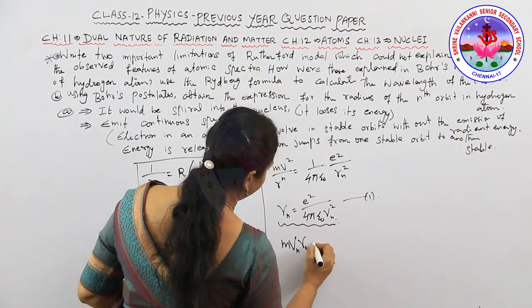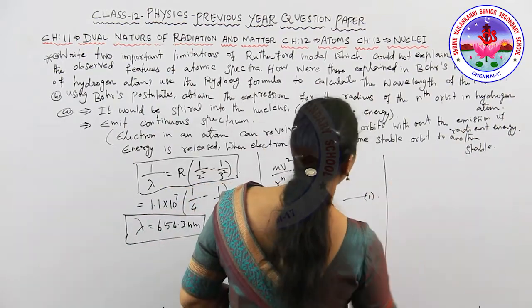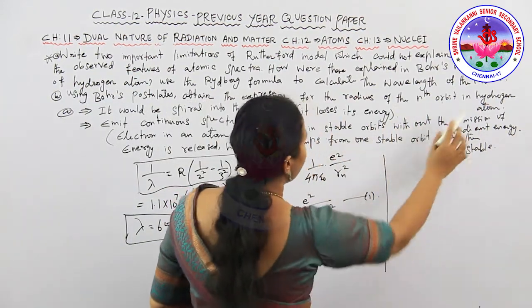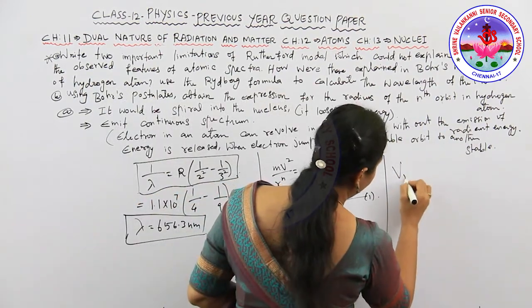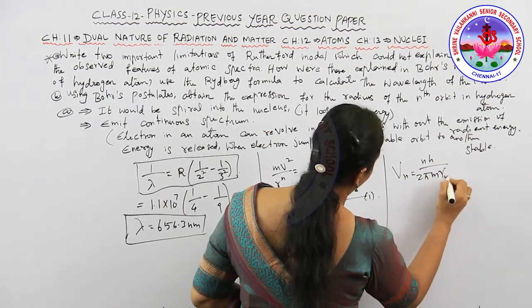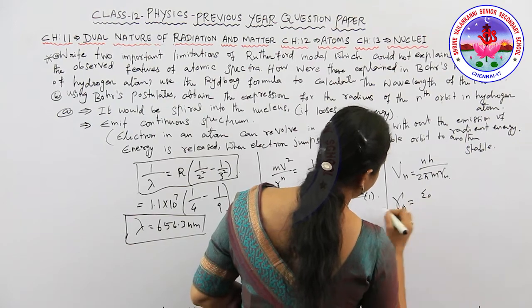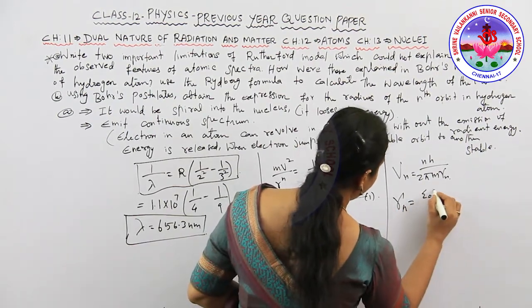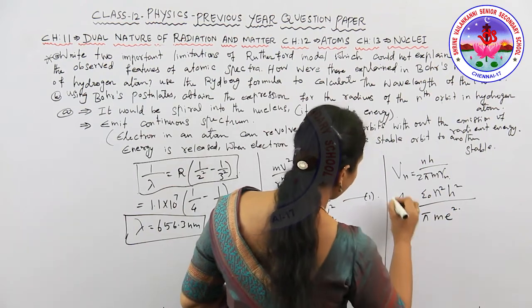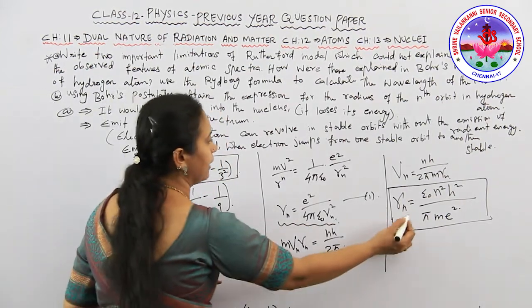Now mvr, that is for the nth orbit, is nh by 2 pi. We want, using Bohr's postulate, the expression for the radius of the nth orbit in the hydrogen atom. So vn is equal to, from this, nh by 2 pi mr. From this above relation, you can get the nth orbit radius value, which is equal to epsilon naught n square h square by pi m e square. So this is the radius of the nth orbit in the hydrogen atom.